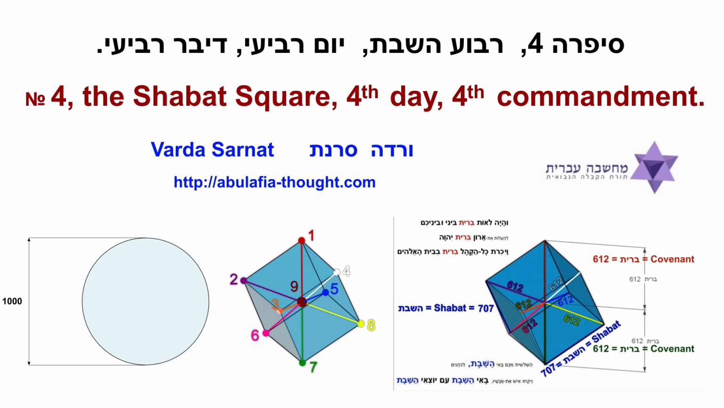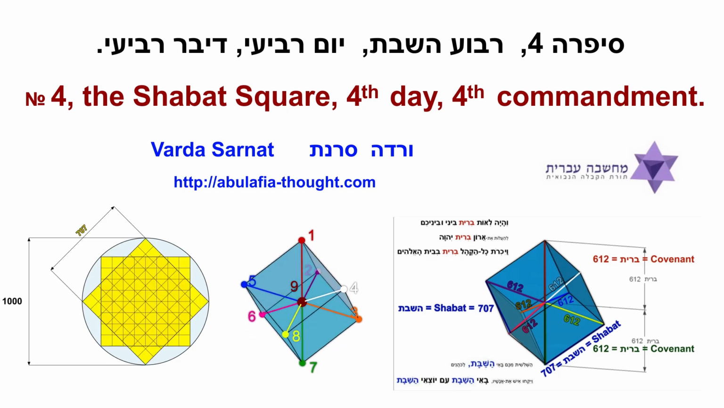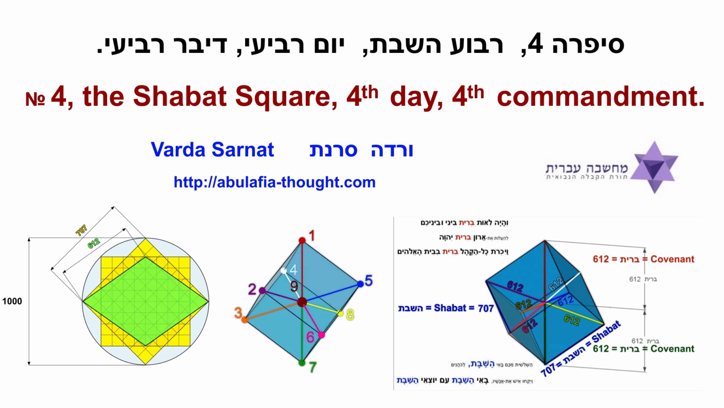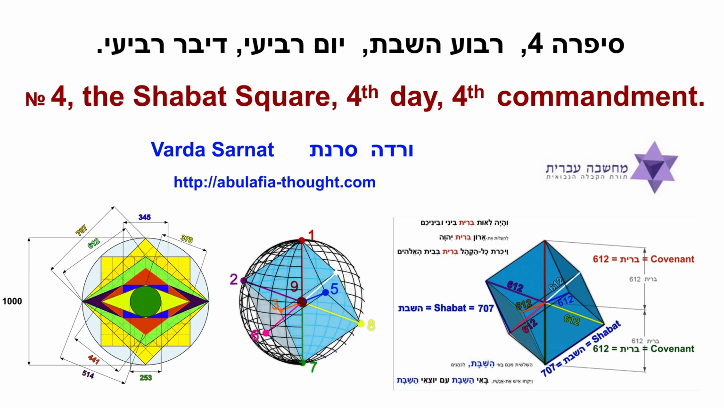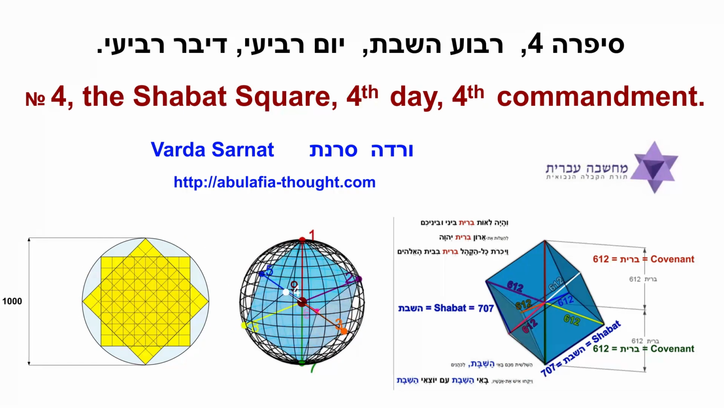Kabbalah and Geometry: the Shabbat square, the fourth commandment, and the fourth day of creation. Sacred geometry in Kabbalah reveals God's fingerprint and the seal of the names of God in Hebrew. This is possible because Hebrew is the mathematical language of nature.